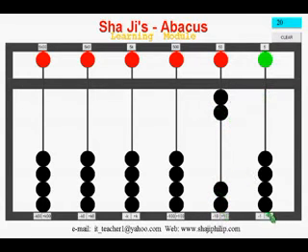If you want to set 21, this is 21. If you want 25, now it is 20 plus 5, 25. Okay, if you want to clear, just click here. So the abacus value is 0.